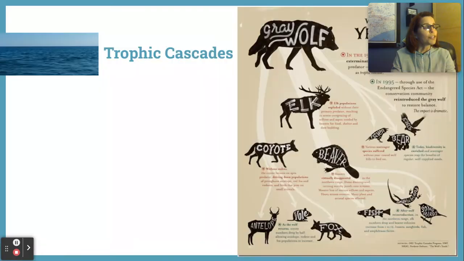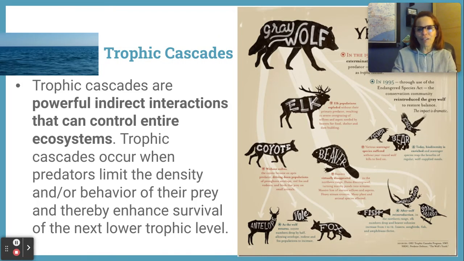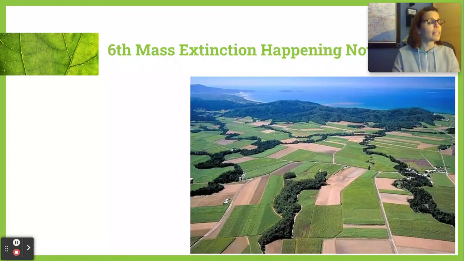All right. Trophic cascades. That was a fun one. That's where the example was the wolves being returned to Yellowstone National Park. It's the idea that predators are super, super important in keeping prey species under control, and that has this cascade effect throughout the entire ecosystem. And so we've seen that time and time again, how important predators are.